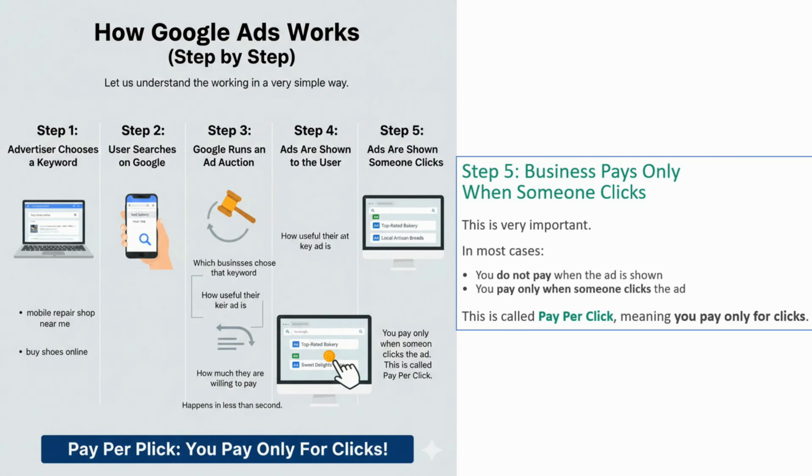Step 5. Businesses pay only when someone clicks. This is very important. In most cases, you do not pay when the ad is shown. You pay only when someone clicks the ad. This is called pay per click, meaning you pay only for clicks.